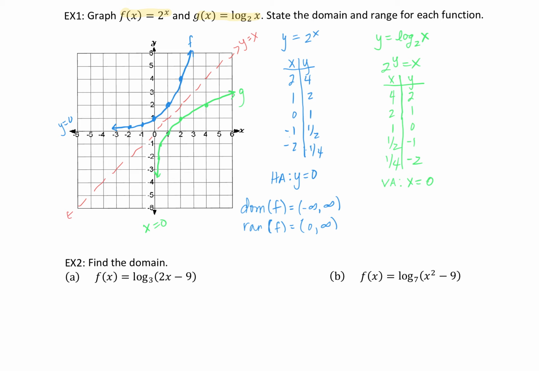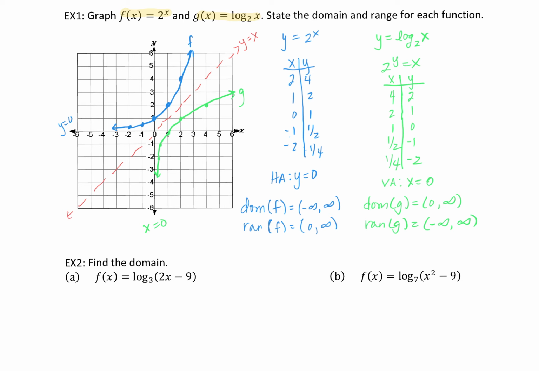Looking at g, the log function, I see the domain of g is x values, right? So my x values here have to be greater than 0. And then the range would be the y values. It looks like I get all the y values from negative infinity to positive infinity. I'm just looking at the graph here. And this makes sense as well. We exchange the x and y's, which means we're also exchanging the domain and the range. So it's clear that these two functions are inverses of each other.